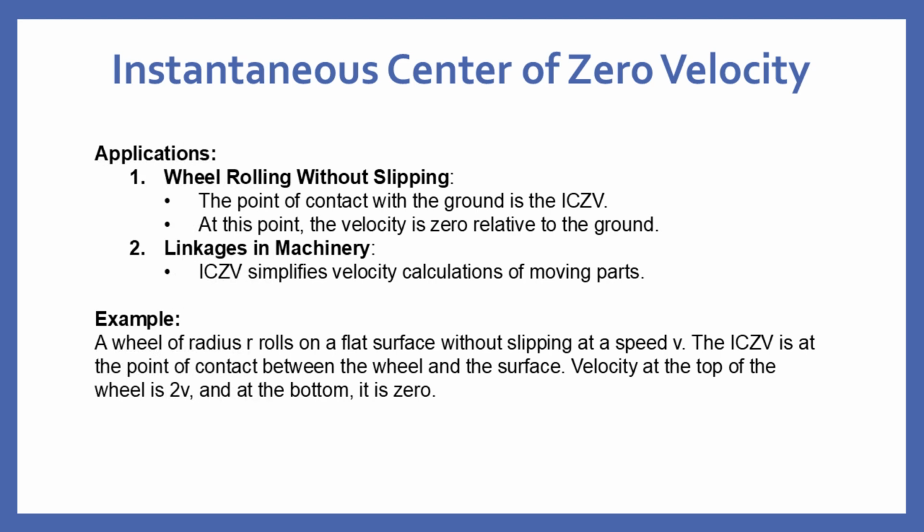Building on our understanding of ICZV, let's look at some practical applications. A perfect example is a wheel rolling without slipping. The point where the wheel touches the ground is momentarily at rest. That's our ICZV. From this point, we can determine velocities at any other point on the wheel. For instance, if the wheel's center moves at velocity v, the top of the wheel moves at 2v, while the bottom point, our ICZV, has zero velocity. This concept is invaluable in analyzing mechanisms and linkages in machinery.